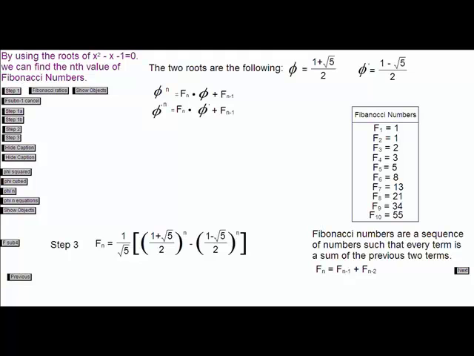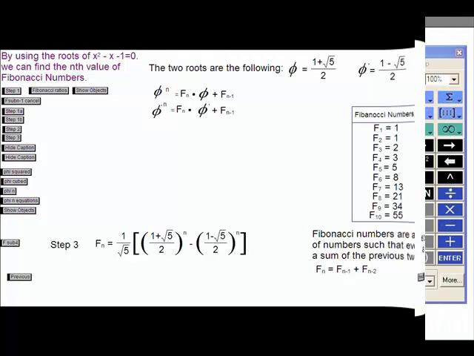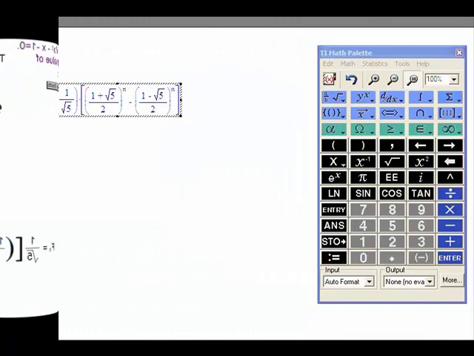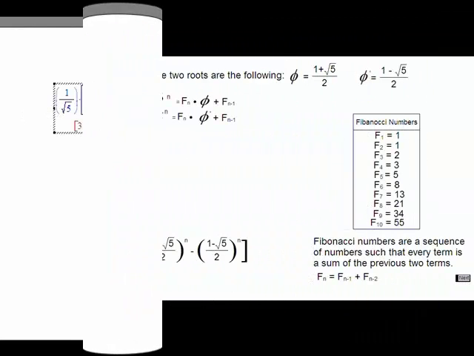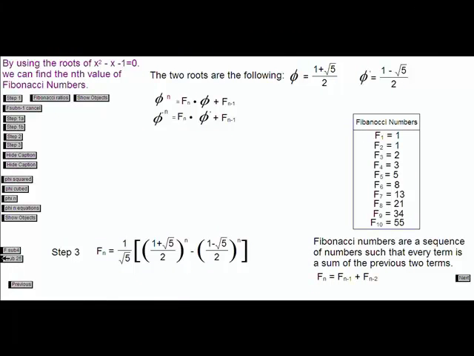Now let's see if this formula is valid. Let's try finding the fourth Fibonacci number. Using this formula, we see that it is valid for f sub 4. You can see by the calculation for f sub 4 that it is equal to 3.